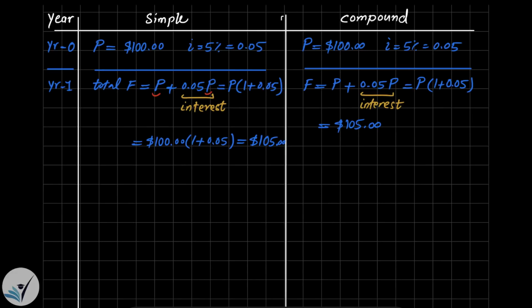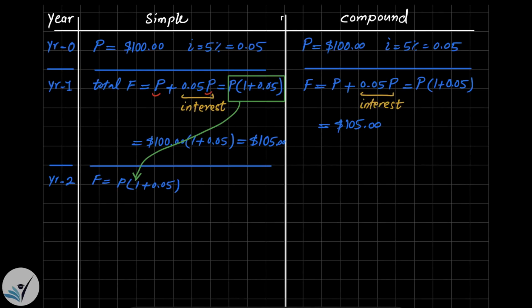Now let's go to the second year and see what happened at the end of the second year. So year 2, in case of simple interest, the total money would be the money that was in the account at the end of year 1, which is this money right here. So we have this money here, P times 1 plus 0.05, and we're gonna have the interest. The interest is 0.05, and it is applied to the principal only because it's a simple interest. So this part here is the interest, and this part here is the money that was in the account at the end of year 1.